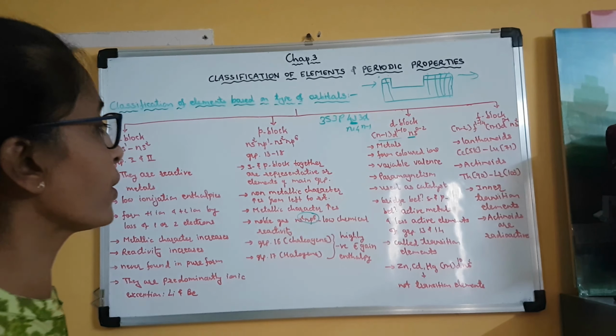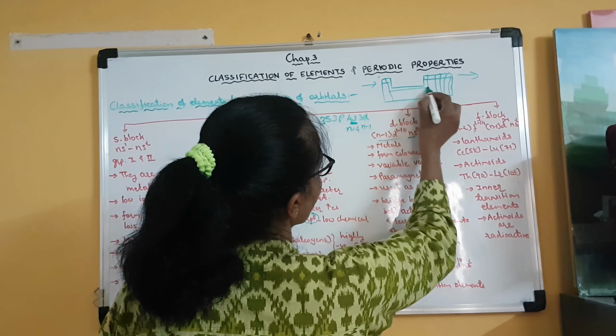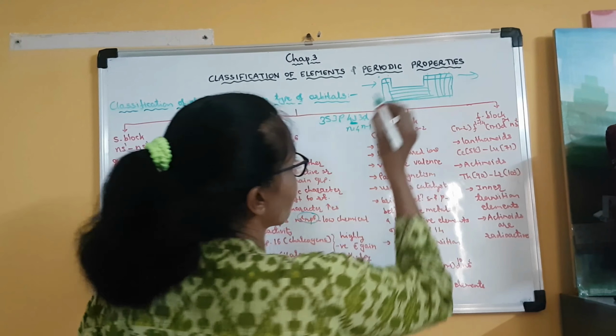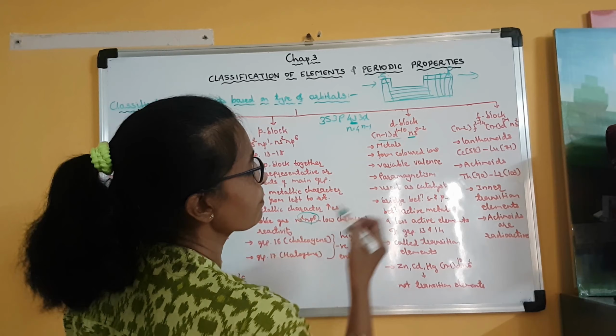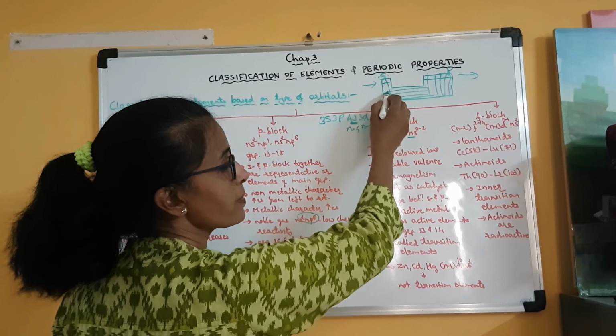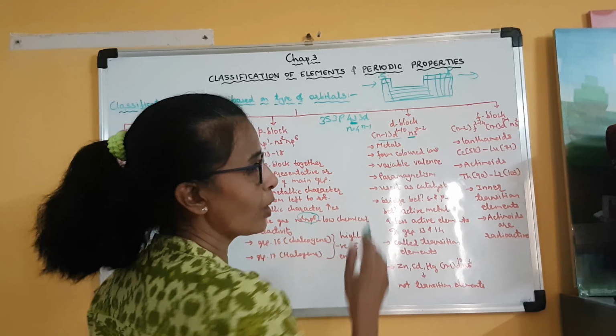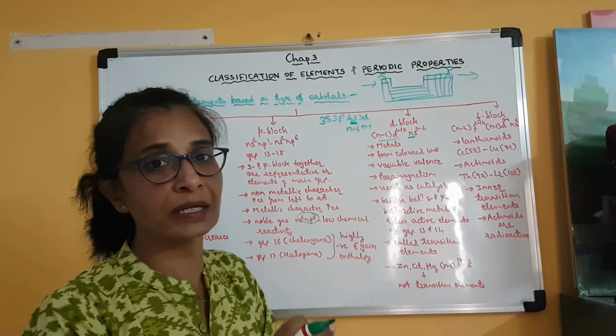But when we go to transition elements, see, transition elements belong to this portion of the periodic table. They are present in the middle of the periodic table, between s and p block elements, and that is why they are called a bridge between s and p block. S block elements are active metals, and p block elements are less reactive metals, more non-metallic elements.